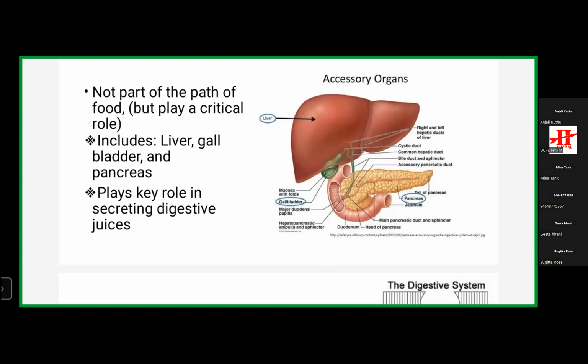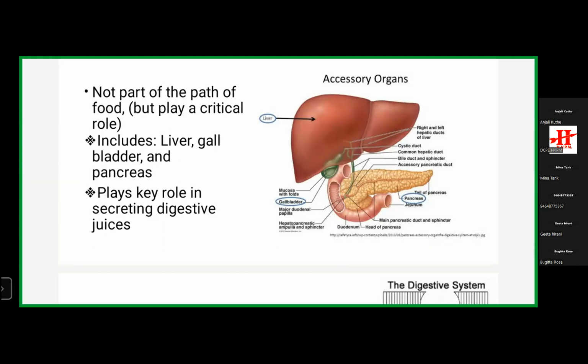Then each lobe, that means these 4 lobes, each lobe is divided into 8 segments. These segments are made up of thousands of small lobules. And each lobule is connected with the hepatic duct. This hepatic duct drains the bile, because the main function of the hepatic cell is to produce the bile juice.